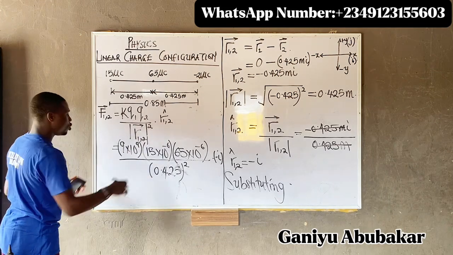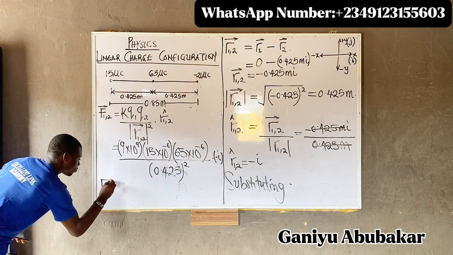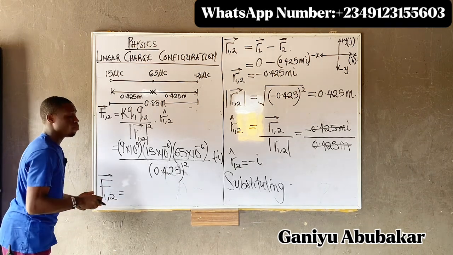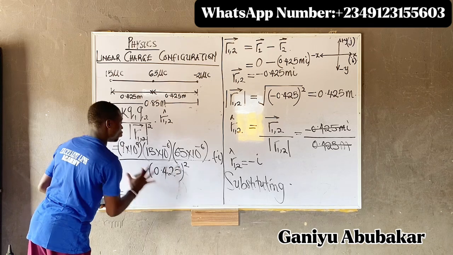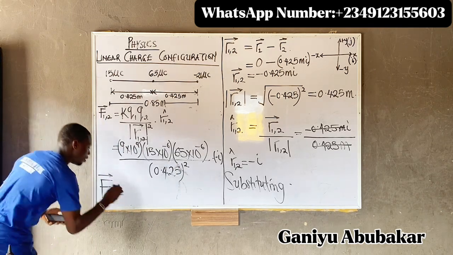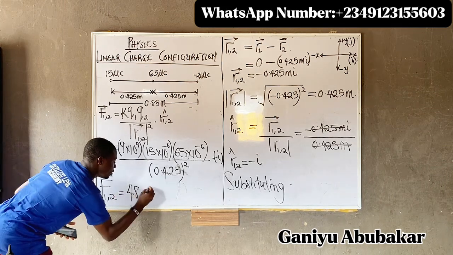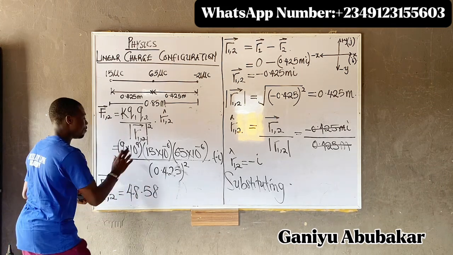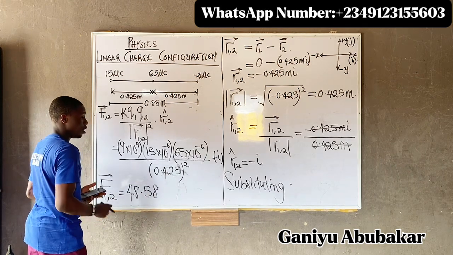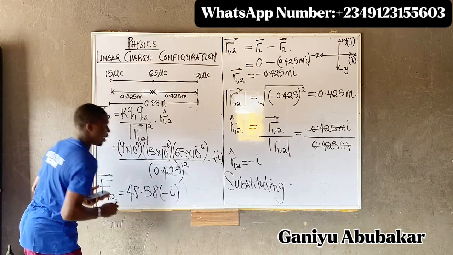So punch this. I'll have that F12 should be equal to, if you punch correctly, punch the value of all this one here, it should have the value as 48.58. So everything here on calculator, you give it this, right? So next up in brackets, I have a minus i.